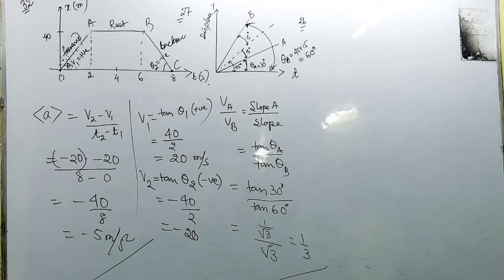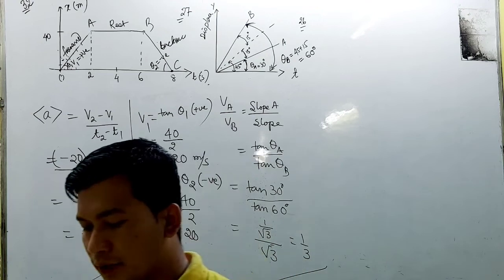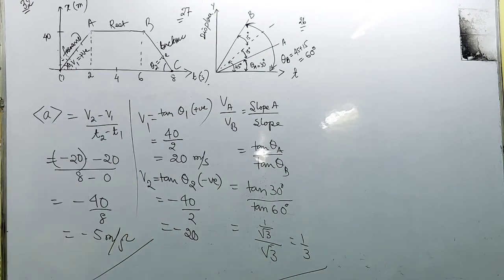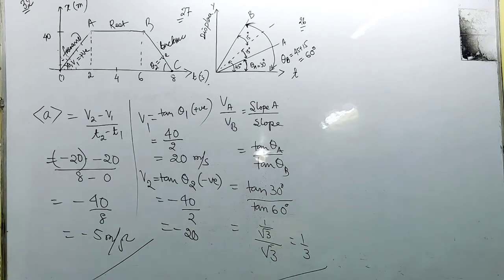Question 25: which of the following graphs for a body along a straight line is possible? Out of these four given diagrams, 3 will be incorrect and only one can be true.